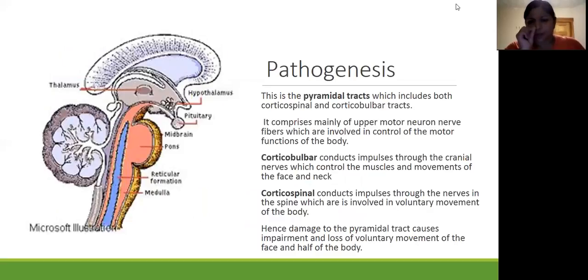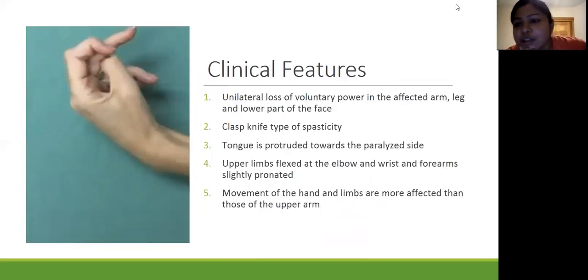So we talked about the pathogenesis of how this occurs, and the clinical features. The clinical features we briefly described according to Ayurveda earlier, and they've also mentioned here the clinical features for hemiplegia or post-stroke, what happens after a stroke or when somebody has a stroke. They tend to have the following features. There's a unilateral loss of voluntary power in the affected arm, leg, and lower part of the face. So again, remember we were talking about the voluntary movements. There is a unilateral loss of that voluntary movement, or the ability to move those limbs.